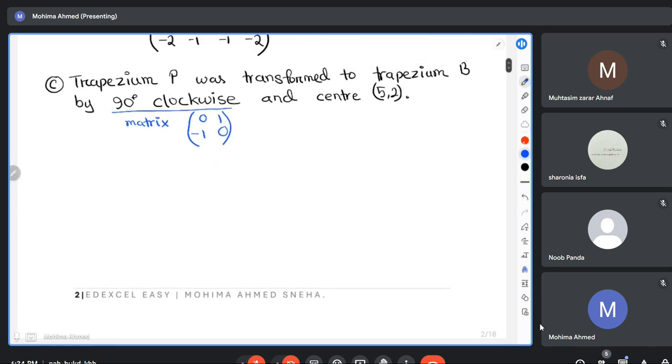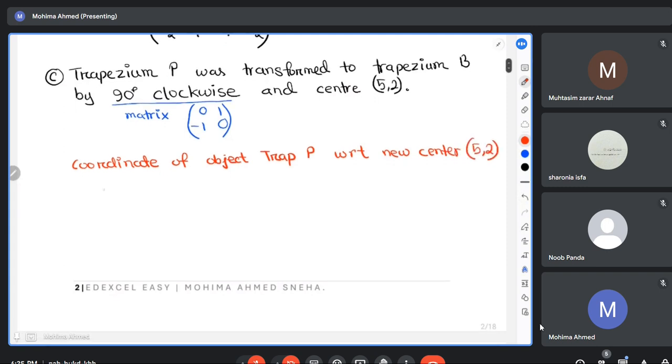So first things first, there are going to be 3 steps over here, okay? First thing is that we're going to find out the coordinate of trapezium P, the coordinate of the object with respect to the new center, which was 5, 2, right?